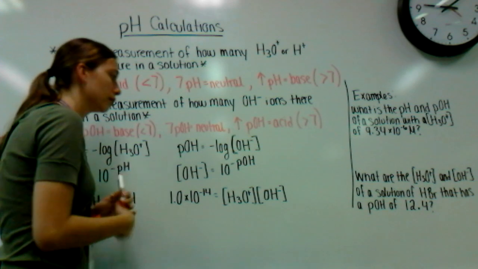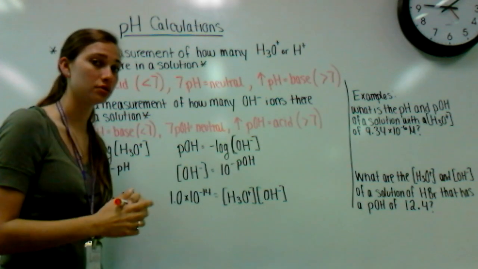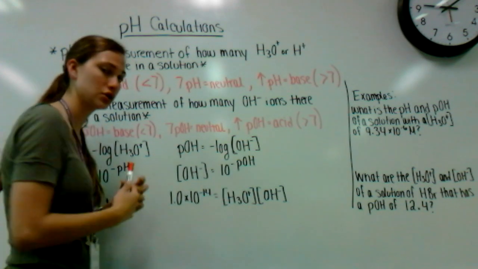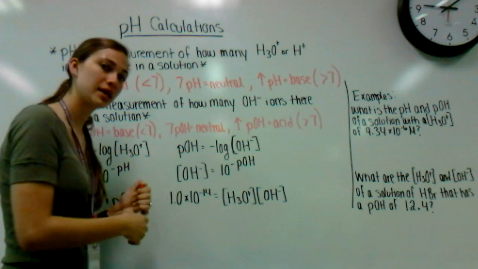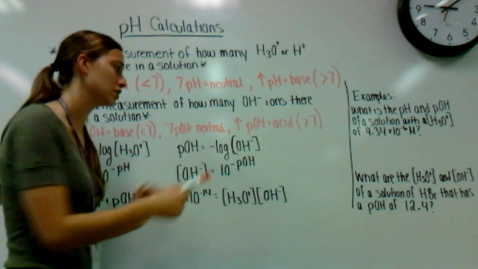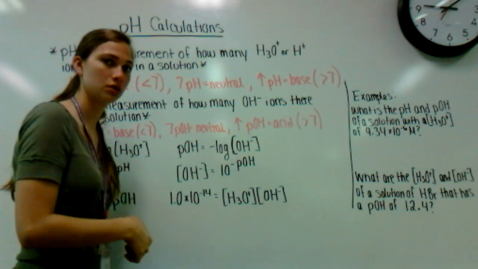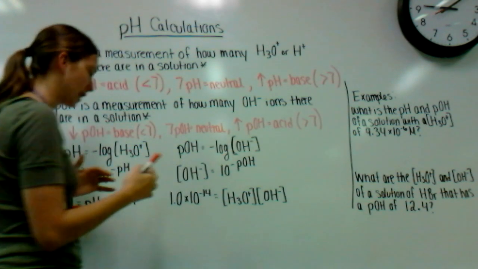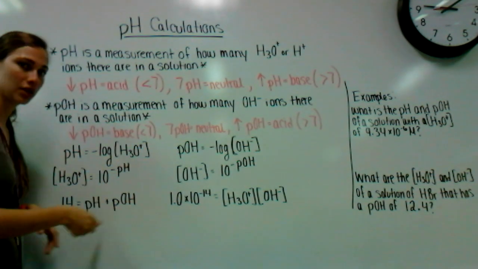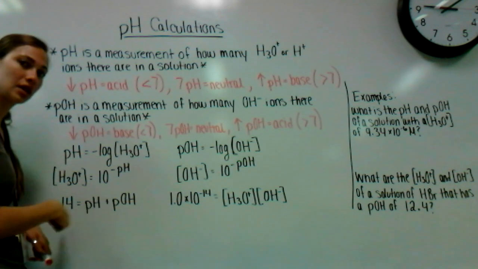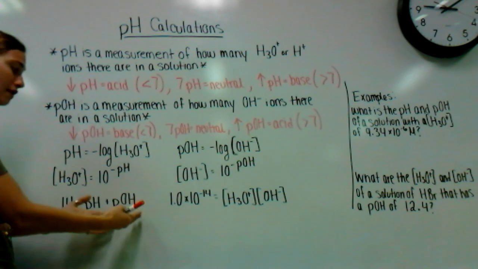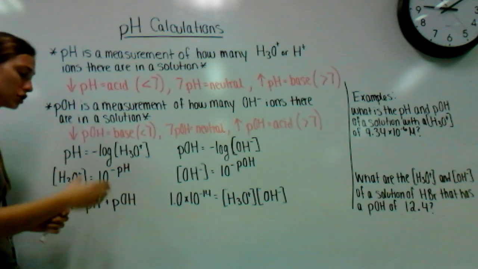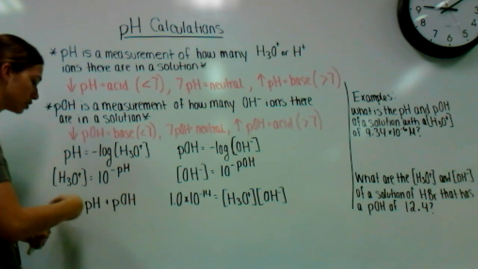If we're trying to find the pOH and they give us the hydroxide concentration, we take the negative log of hydroxide to get our pOH. If we're looking for our hydroxide concentration and they give us our pOH, we take 10 to the negative pOH. Now, what happens if we want to figure out information on both sides of the spectrum? Well, pH and pOH are related by the fact that when you add the two together, you get 14. So if you're given pOH and you're asked for pH, you can subtract pOH from 14.